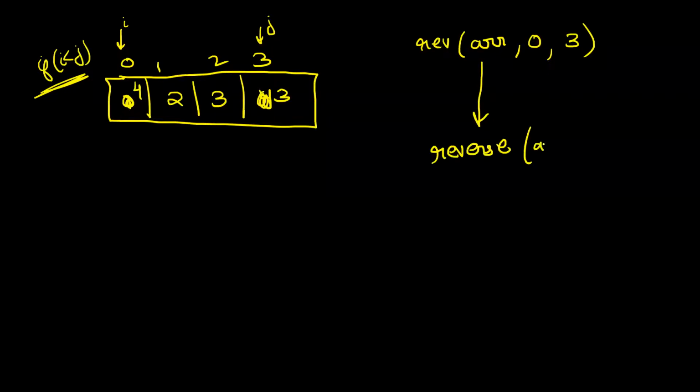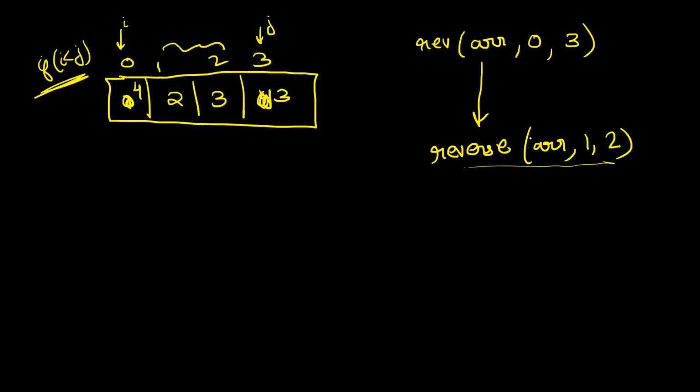Boss, can you reverse array ARR from index 1 till index 2? Since i was 0, i plus 1 is 1, till j minus 1, that is 2. So can you now reverse this part of the array? Now this function starts running. What is the value of i in this context? 1. And what is the value of j in this context? 2.